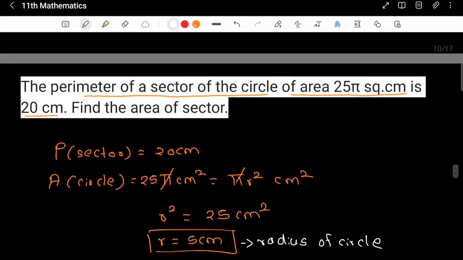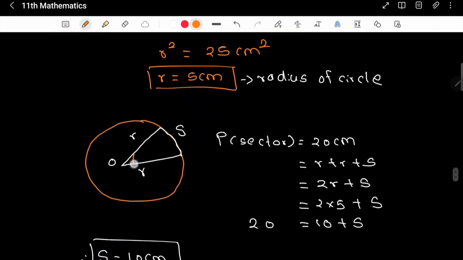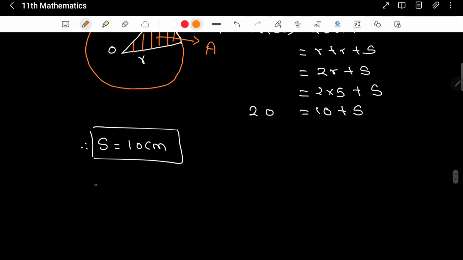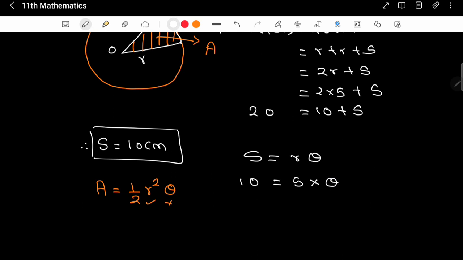What we have to find out? We have to find out the area of the sector A. Now, what is the formula for the area of a sector? The formula is half into r square theta. So we have the value of r, but we do not have the value of theta. From where do we calculate it? We calculate it using s. S is equal to r theta. S is 10, r is 5 into theta. So theta comes out to be 2 radian.